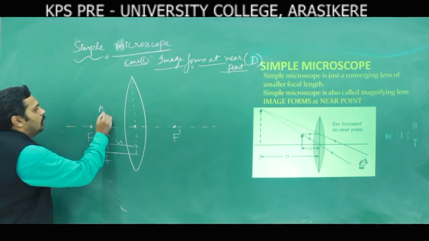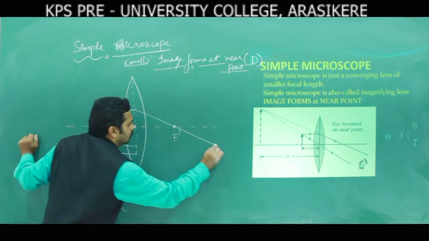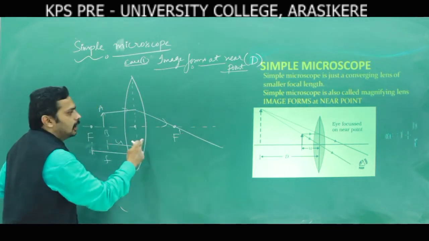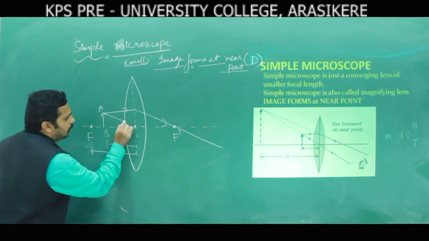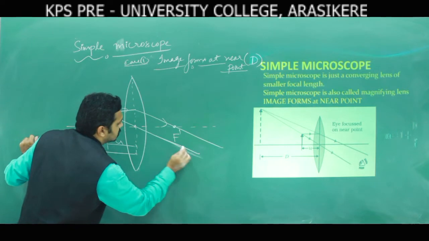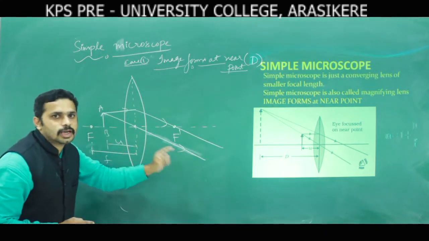Look at here. From the object, the ray parallel to the principal axis passes through the second focus point on that side. Now from the object, the ray passes through the optic center. It goes as it is.